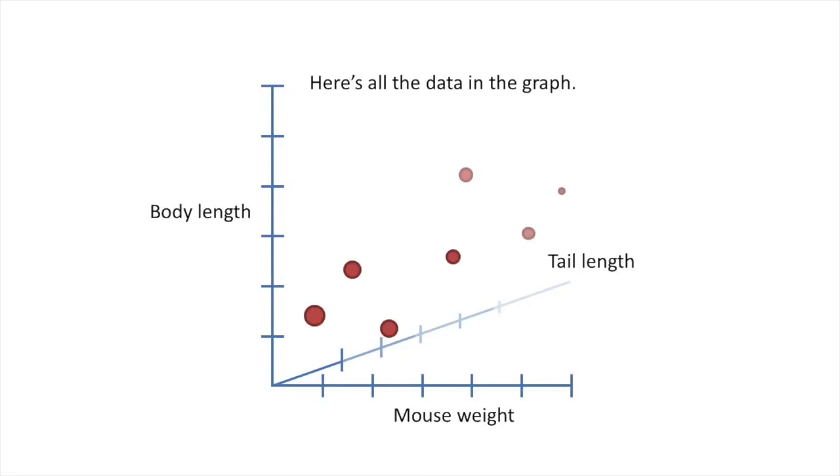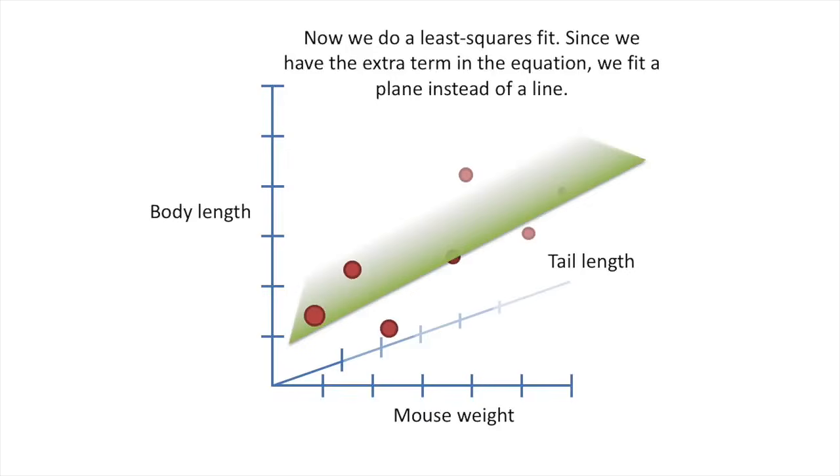Here's all the data in the graph. The larger circles are points that are closer to us and represent mice that have shorter tails. The smaller circles are points that are further from us and represent mice with longer tails. Now we do a least squares fit. Since we have the extra term in the equation representing an extra dimension, we fit a plane instead of a line. Here's the equation for the plane.